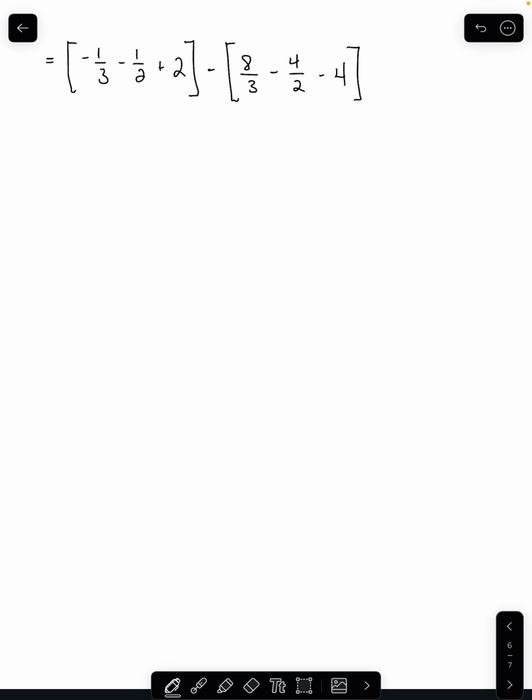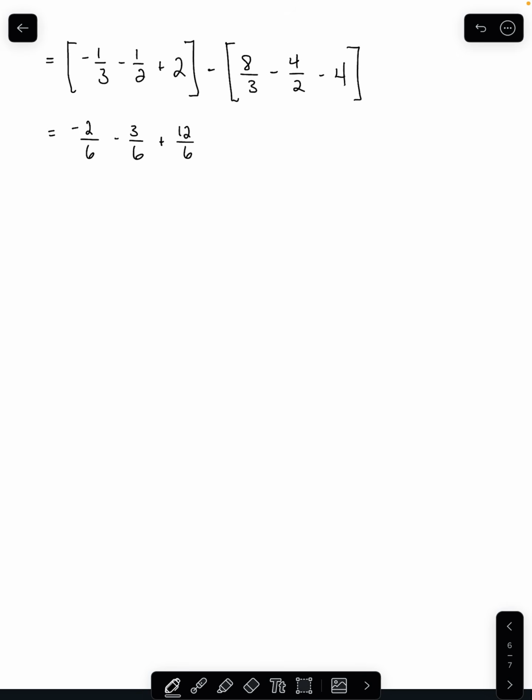Now, some of these can be simplified. No, not some, but the 4 over 2 can be simplified to a whole number. But unfortunately, in order to combine with the fractions, they're all going to need to have the same denominator. So rather than simplify the 4 over 2 to a whole number, only to have to turn it back into a fraction, I'm going to leave it as 4 over 2. The common denominator here is 6. So we have negative 2 over 6 instead of negative 1/3, minus 3 over 6 instead of 1/2, plus 12 over 6 instead of 2.